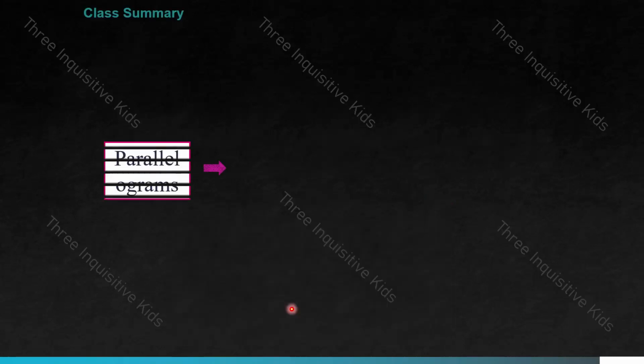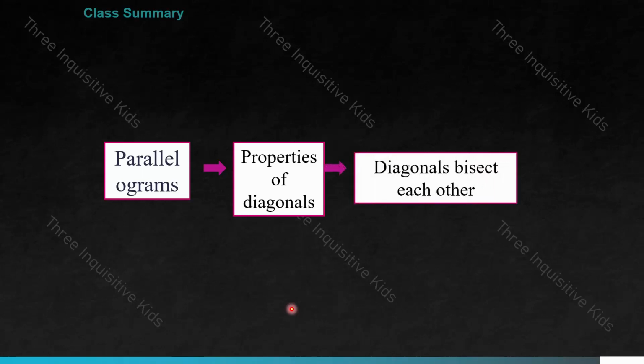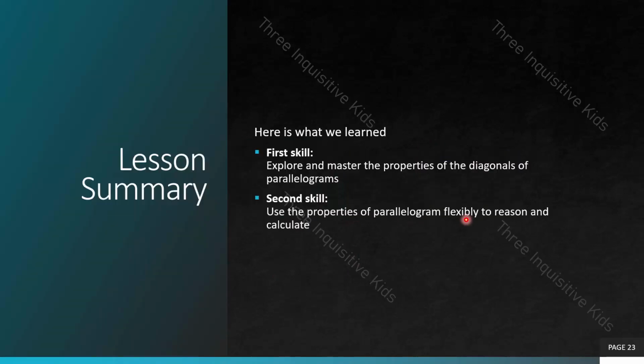Class summary. Parallelograms. Today we learned all about the properties of diagonals in parallelograms, which leads us to the conclusion that diagonals bisect each other. Today we explored and mastered the properties of the diagonals of parallelograms. We also used the properties of parallelograms to flexibly reason and calculate.